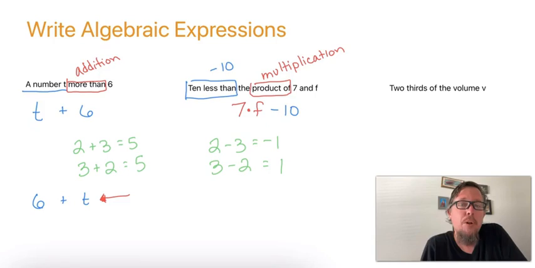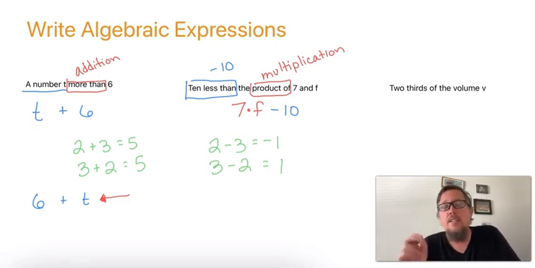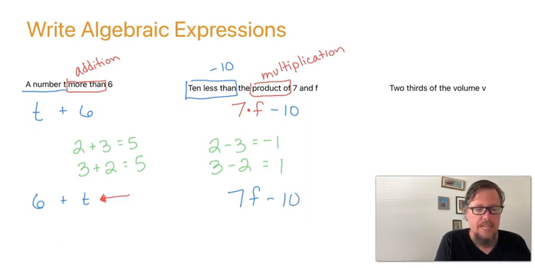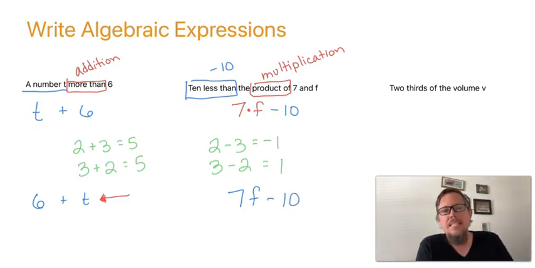So this 7 multiplied by f is fine to write with the dot in the center, or you could do the old school multiplication symbol, the x, if you want to. That's fine. But the most efficient, the most mathematical way to write it is to just do 7f minus 10. That means 7 multiplied by f minus 10, or the way the sentence was originally written, 10 less than the product of 7 and f.